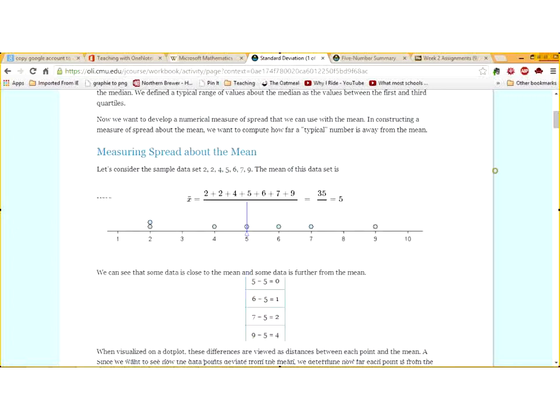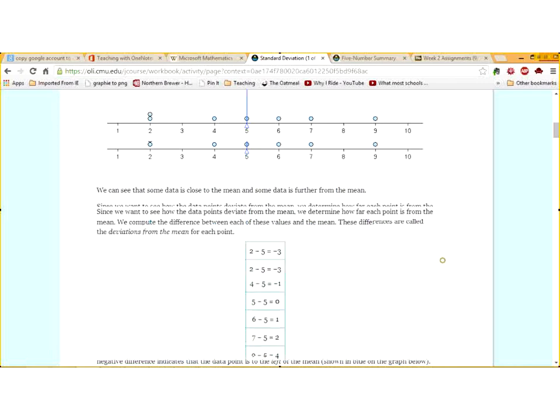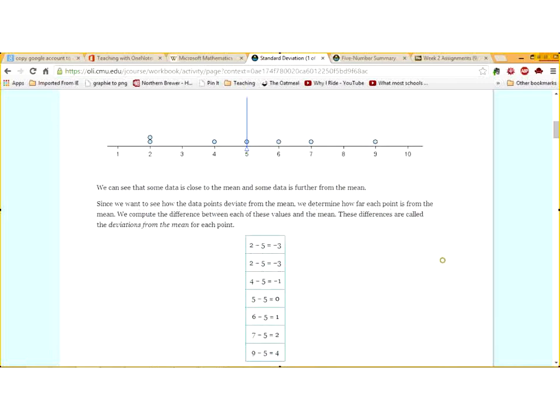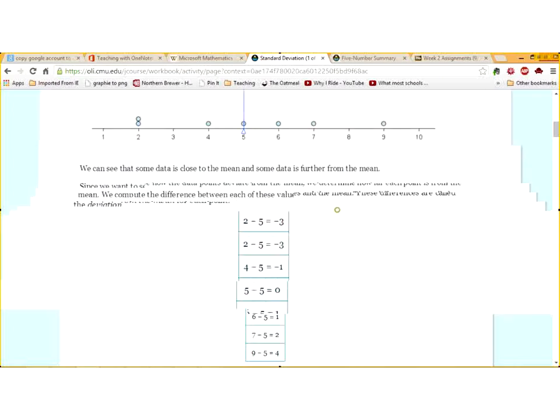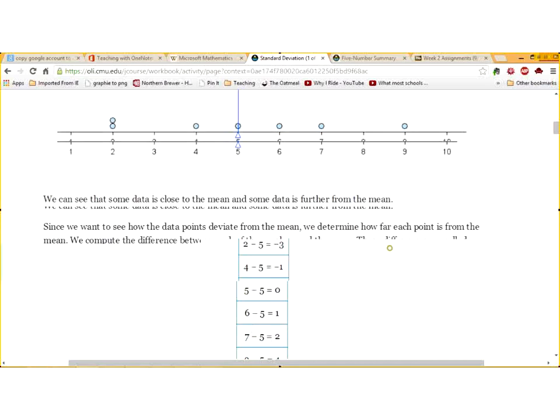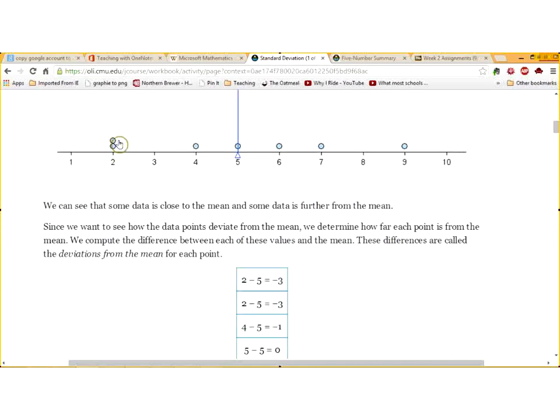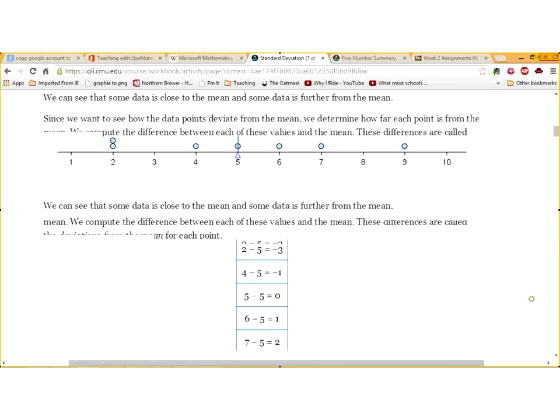And we see, as it says, some data is close to the mean, some data is far away from the mean. And what we can do is calculate how far each thing is from the mean. And it also makes sense to use the sign to tell you whether it's below or above. So like we had, there's two -3s here at the top of this table. Let me make it bigger. And what that means is these two values of 2 right here were both 3 units below the mean. So their deviation, we call that the deviation, is -3.